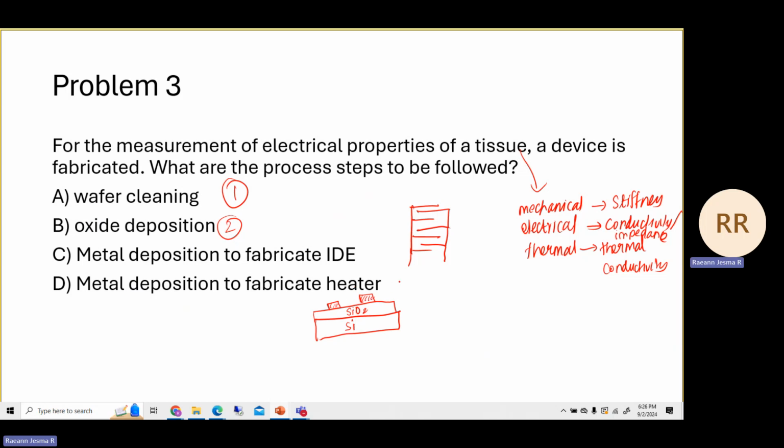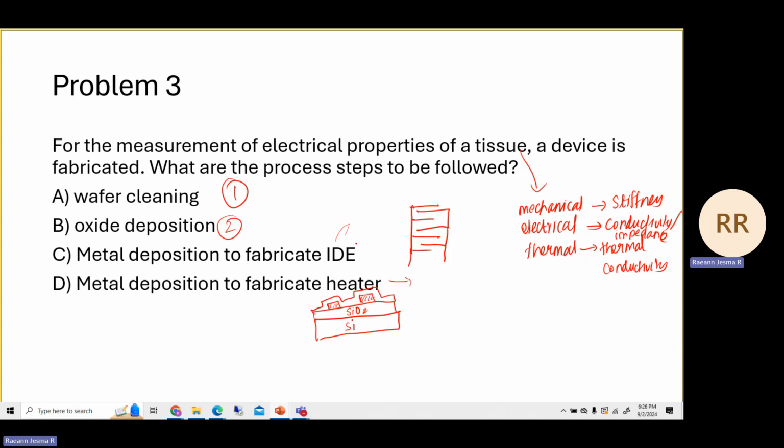We are using a heater in this case because by measuring the electrical properties at a higher temperature, we can get better sensitivity. And since both the IDE, which is an electrode made of metal, and the heater are made of metal, we don't want the two structures to short with each other. So we'll have to deposit some sort of insulating layer between them. And this insulating layer is SiO2. So again, we will go with the deposition of SiO2.